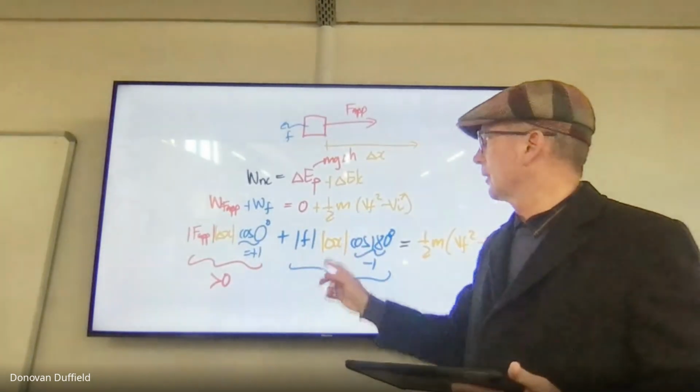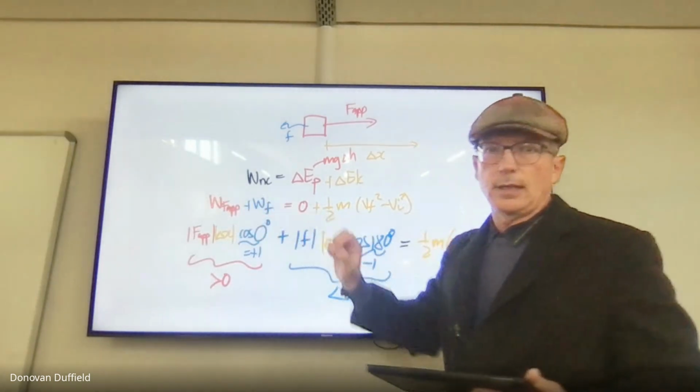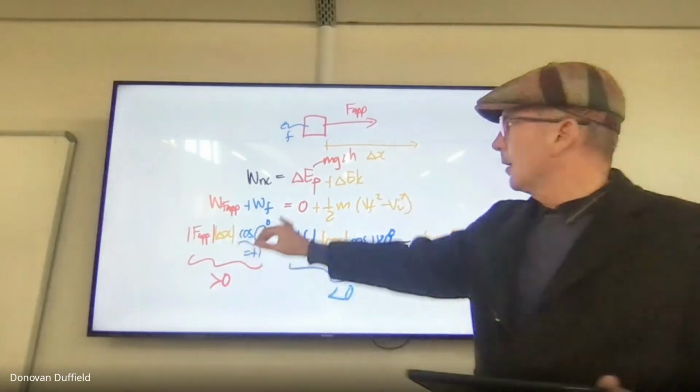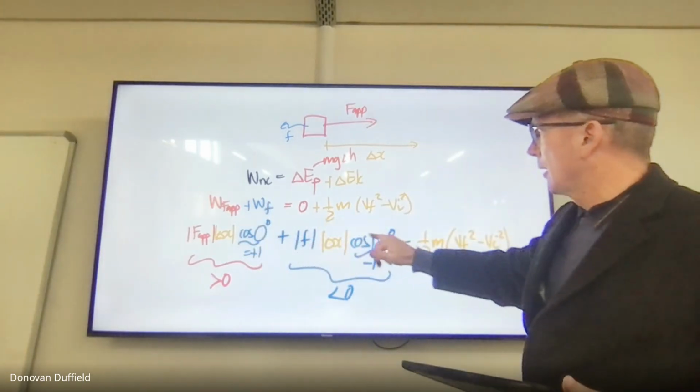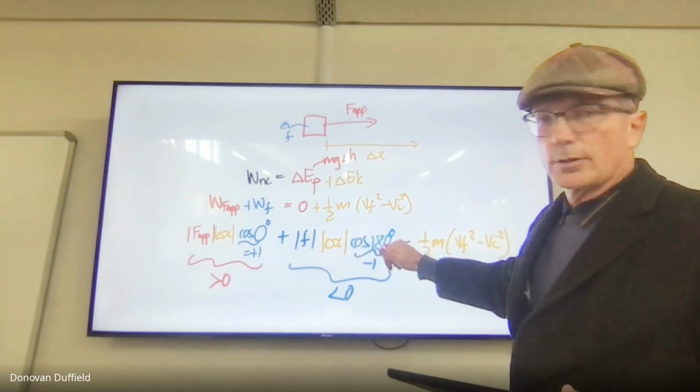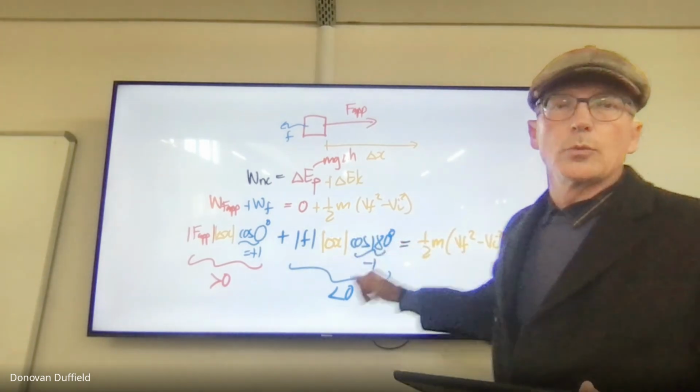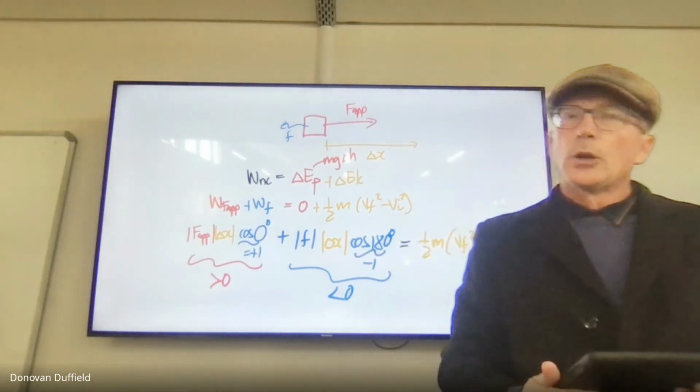Which in effect lands up being that minus that. But please don't work with the minus. If you work with WF equals F delta X cos theta, the cos 180 will give you your negative sign.